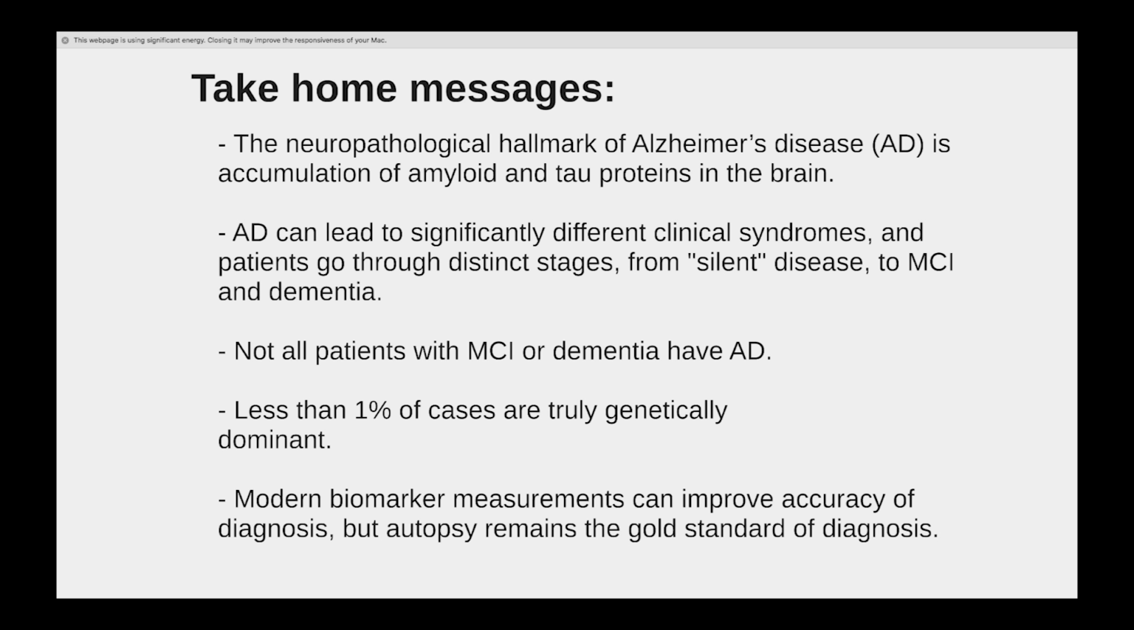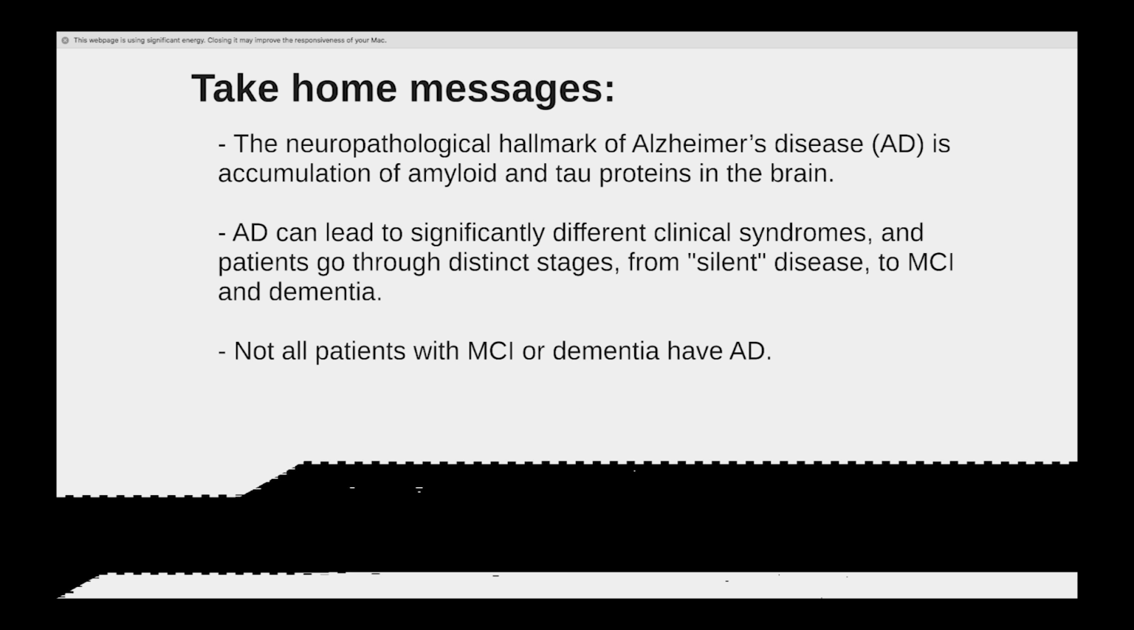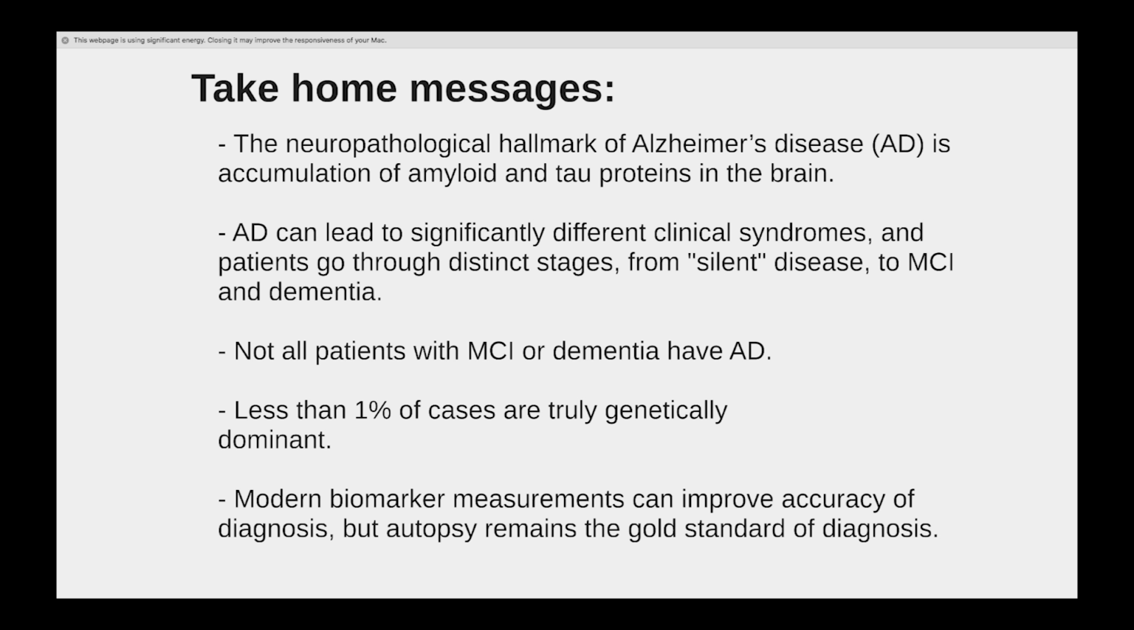Alzheimer's disease can lead to significantly different clinical syndromes, and patients can go through distinct stages from silent disease or asymptomatic to mild cognitive impairment to dementia. Not all patients with mild cognitive impairment or dementia necessarily have Alzheimer's disease. Less than 1% of the cases really are genetically dominant. And then there are modern biomarkers that can improve the accuracy of our diagnosis, but currently the autopsy remains the gold standard of confirming the disease.